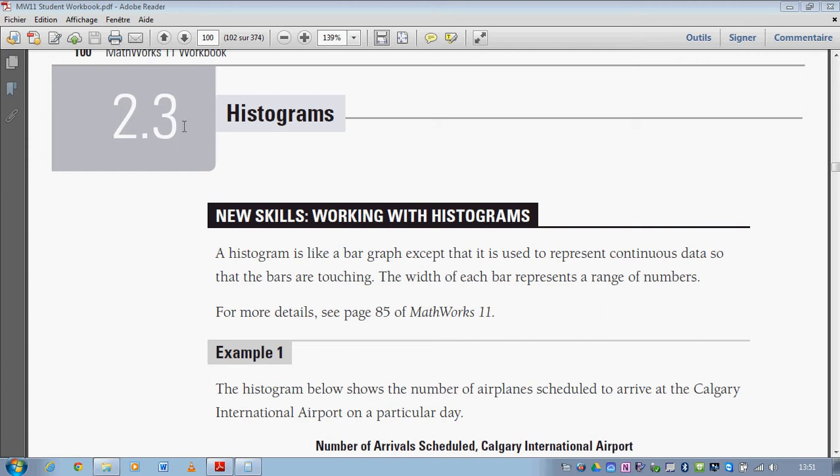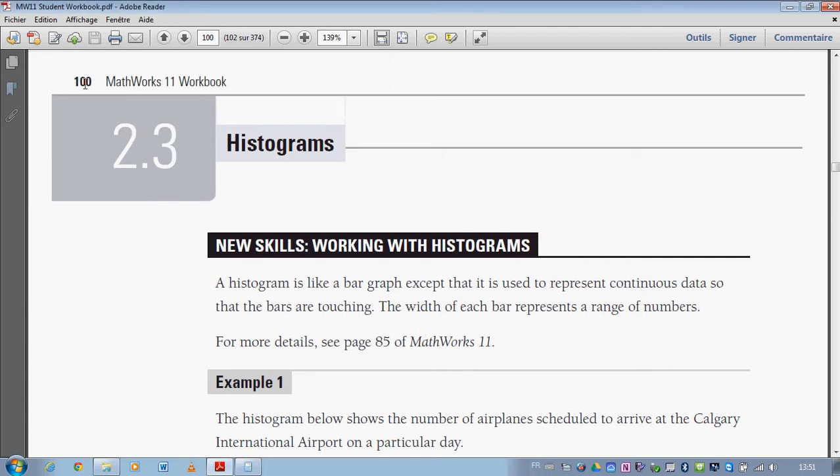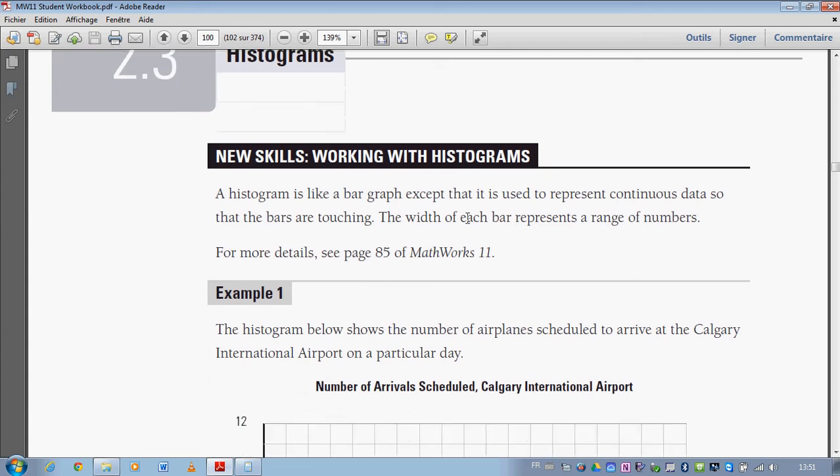Today we're going to be talking about histograms, which is chapter 2.3 in your workbook, and it starts on page 100. The thing with histograms is that we use them to represent continuous data. Continuous data means data that can flow from one number to another.